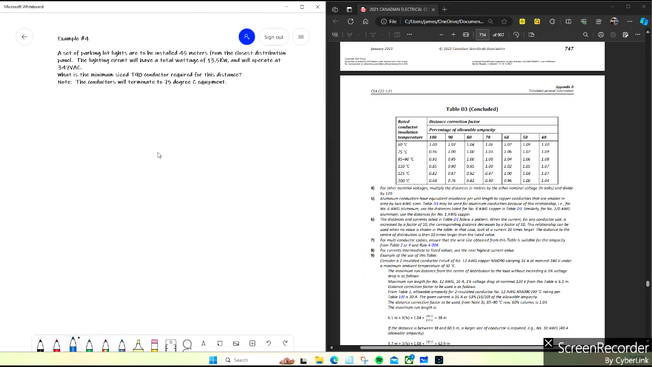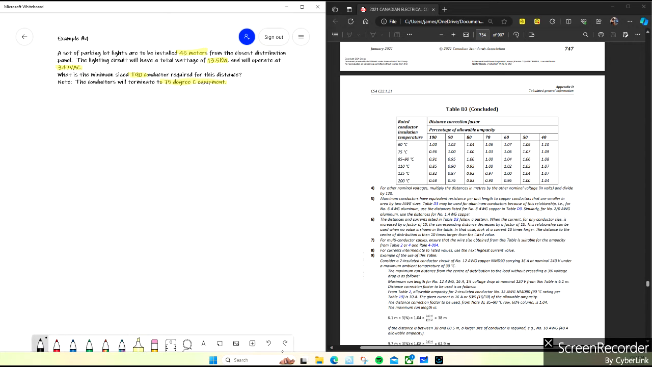All right, set up parking lot lights. Let me get my highlighter up here. Parking lot lights installed 45 meters from the closest distribution panel. So we're going to be 45 meters. That's a lot of highlighting. Let me back it up. So 45 meters. The lighting circuit will have a total wattage of 13.5 kilowatts, and the voltage that it works off of is 347. The question is, what is the minimum size T90 required for this distance? Also note 75 degree equipment.